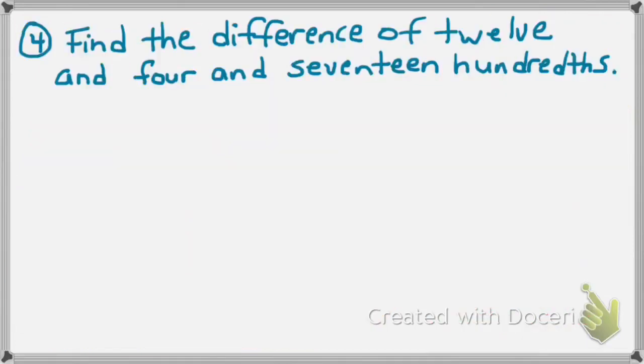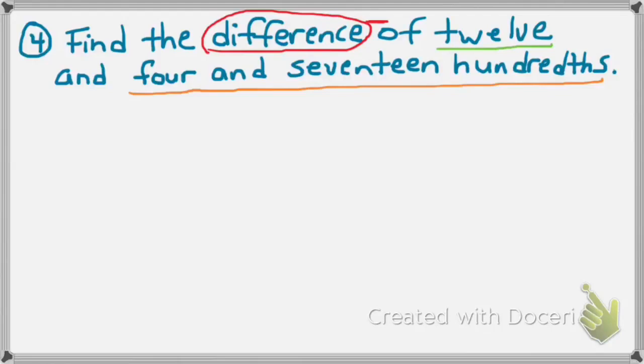Example number 4 is another way you might see this problem, and it says find the difference of 12 and 4 and 17 hundredths. The difference is the answer to a subtraction problem, so this is going to be a subtraction. My numbers are all in word form, but it's 12, and my other number is 4 and 17 hundredths. THS tells me that it's in the decimal, so I have to find that and that's where my decimal will go. Again, this is a subtraction problem with decimals.